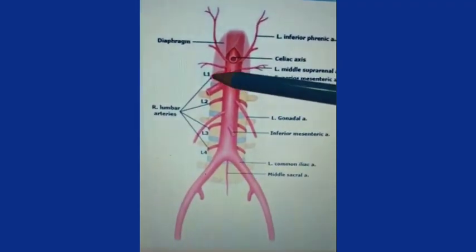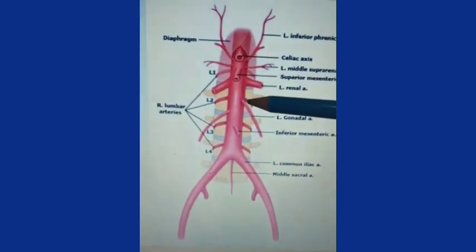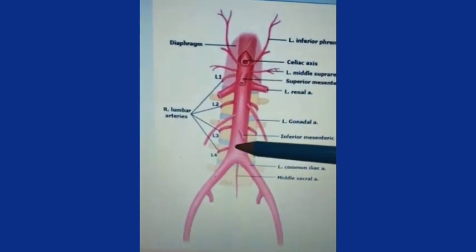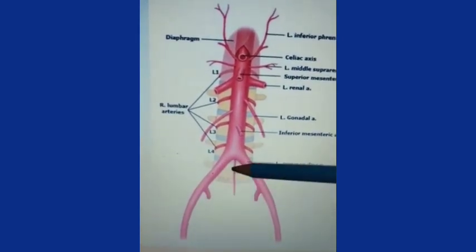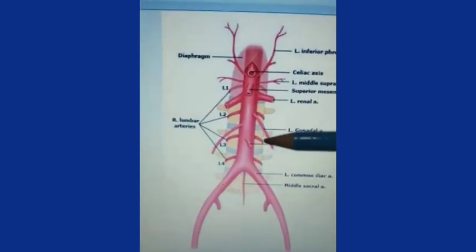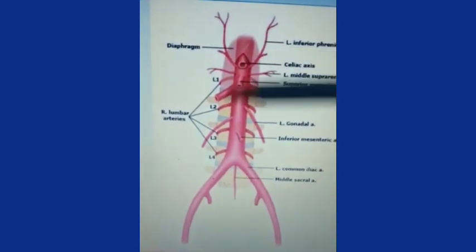This is one pair at the level of L1, then one pair at the level of L2, one pair at the level of L3, and one pair at the level of L4, and one is the median sacral artery. These lumbar and sacral arteries are the dorsal branches. These will arise from the posterior side of the aorta.